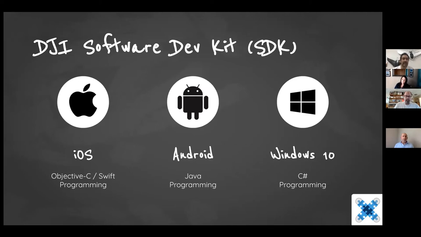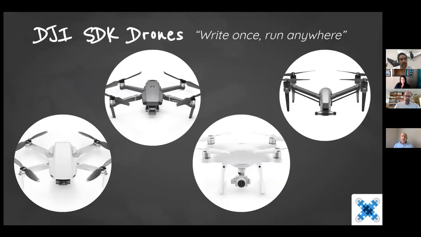If you have that knowledge or your students have that knowledge, they can learn, I wouldn't say Objective-C, I would say Swift, Java, and C# for Windows-based or desktop-based applications. So the cool thing about DJI hardware and the DJI SDK is there's this old adage from Sun Microsystems back in the day: write once, run anywhere. That was very related to the Java programming language. You could write code and have it run on pretty much any hardware. And so that's what DJI has aimed to do with their SDK.